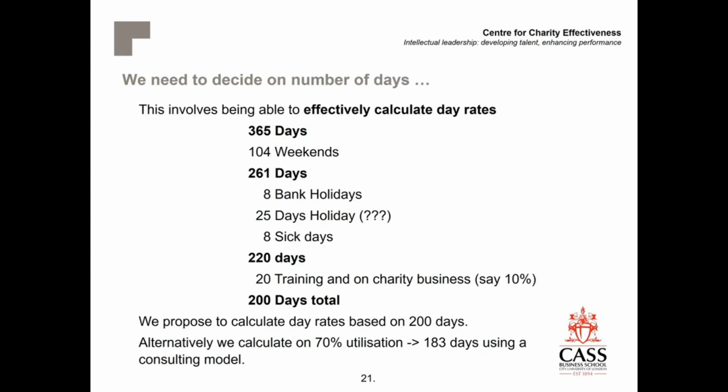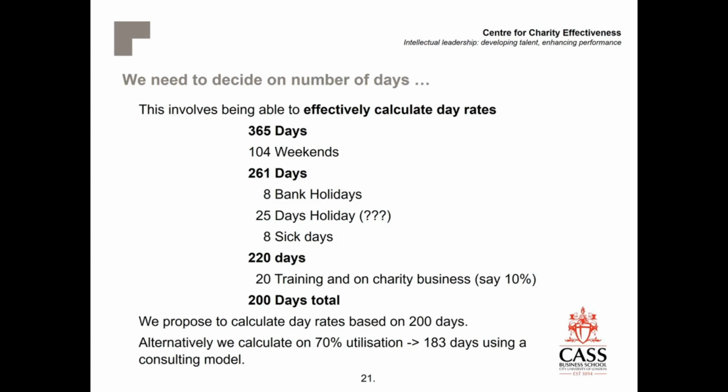But that completely misses the fact that people can't work on bank holidays, can't work on holidays they're given, can't work on sick days. And equally, there are training days on charity business that are given, typically about 10%. And so 200 days is a much better basis to actually work your day rates on. And you can see there, that's probably about 30% more value. Alternatively, if you calculate on 70%, or let's say utilization, 70 to 80% is typically appropriate, you've got 183 days.